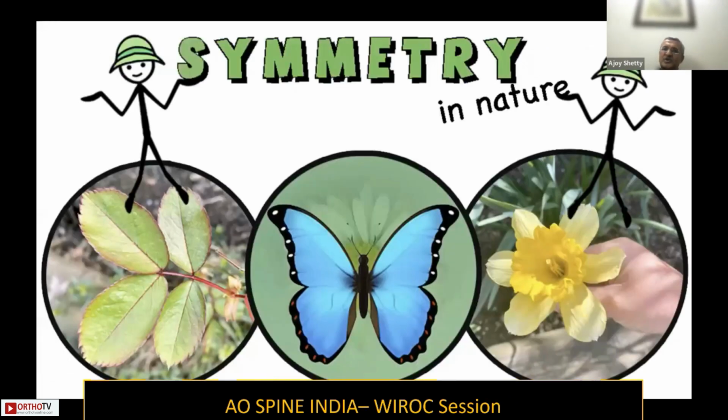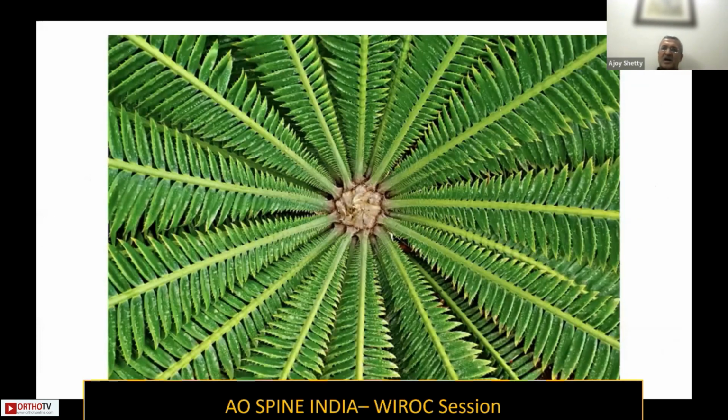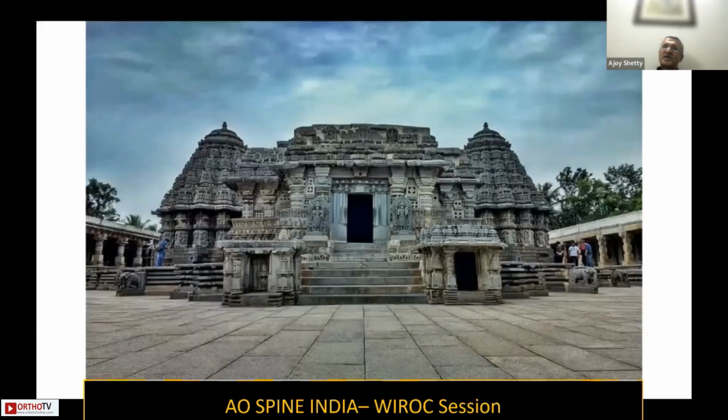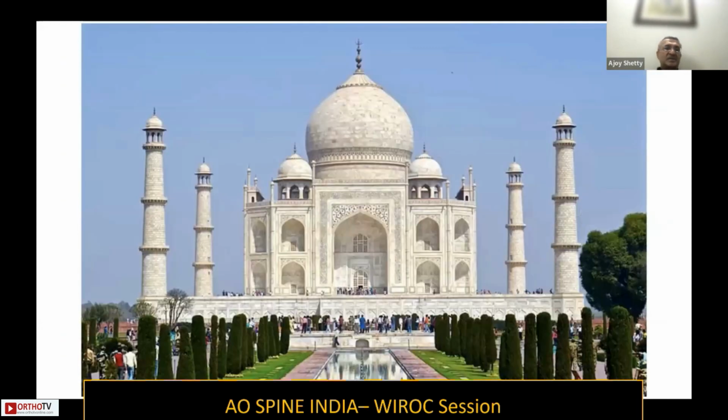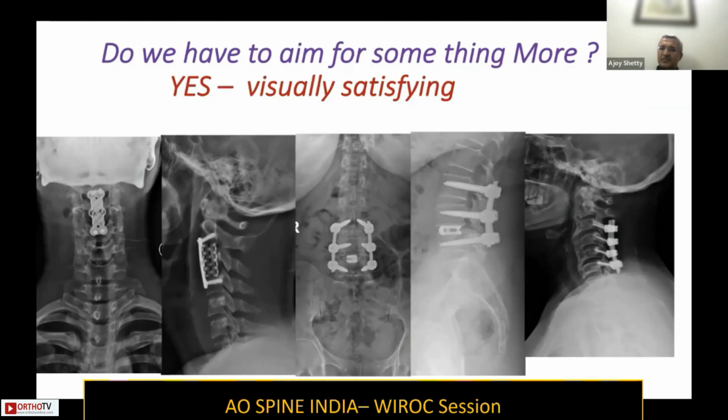It's basically because we do know that symmetry exists in nature everywhere, either in the leaves, the butterfly, the flowers, or in everyday things you see around in nature. There is a symmetricity which we tend to appreciate. Similar symmetricity is seen in Indian temple architecture and even in the Taj Mahal. That's why we can easily appreciate them, and we tend to like structures which are much more symmetrical.